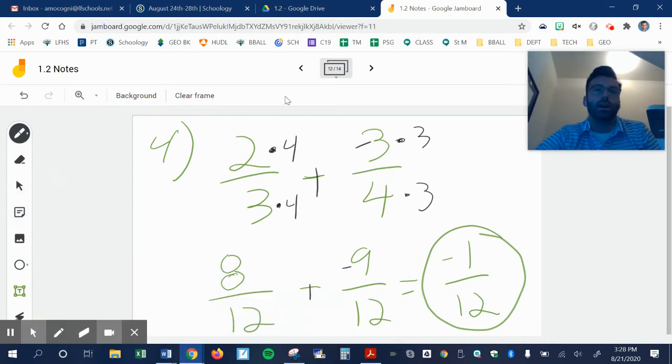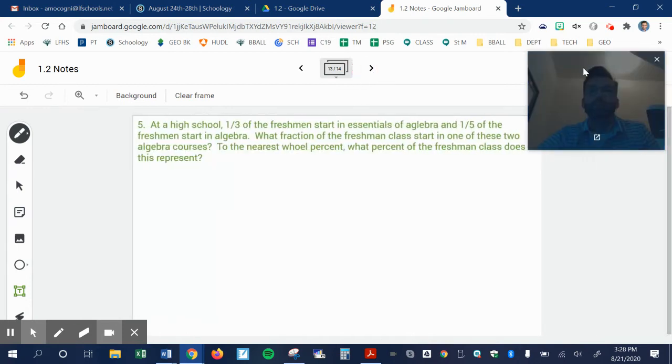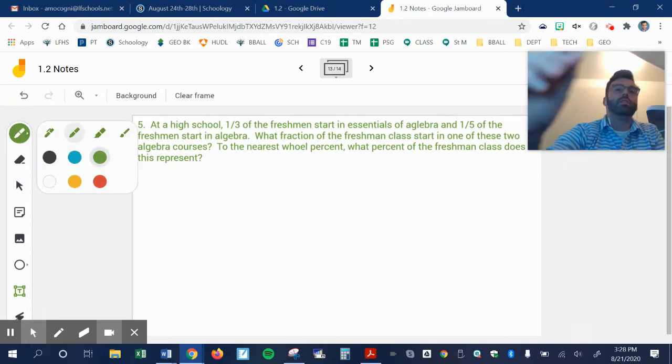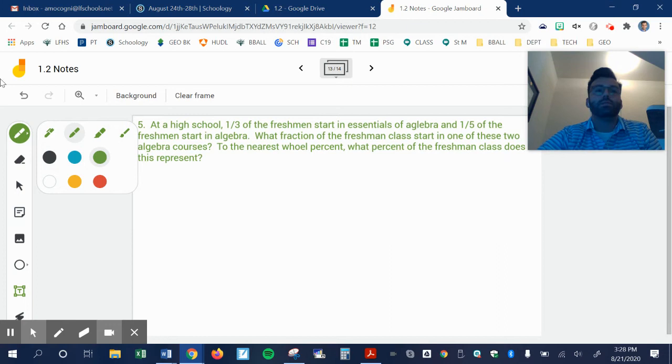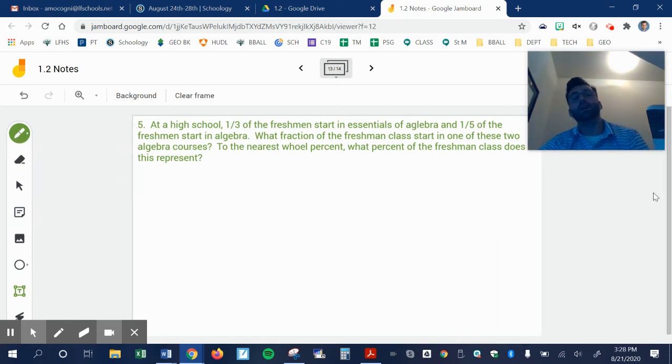All right, let's try a word problem. So this question says, it's a two-parter. At a high school, 1/3 of the freshmen start in Essentials of Algebra, and 1/5 of the freshmen start in Algebra. What fraction of the freshman class start in one of these two algebra courses? Well, if I have 1/3 and 1/5 of the classes, then what am I going to have to do with that 1/3 and 1/5? I'm going to have to combine them.